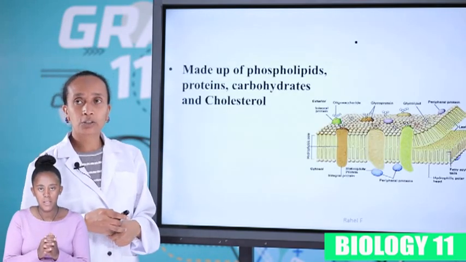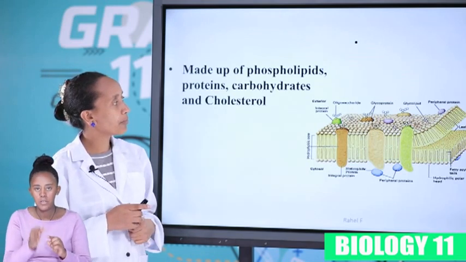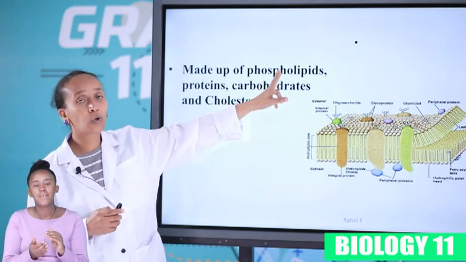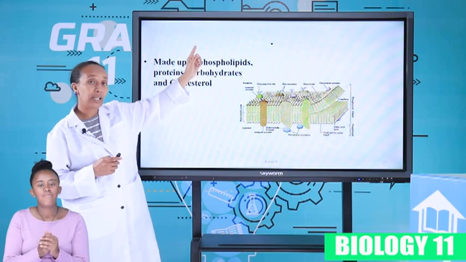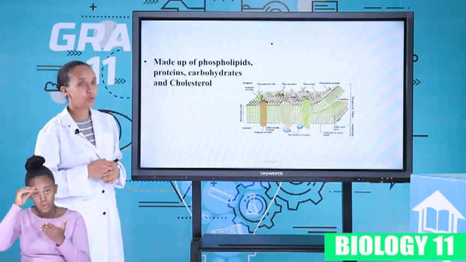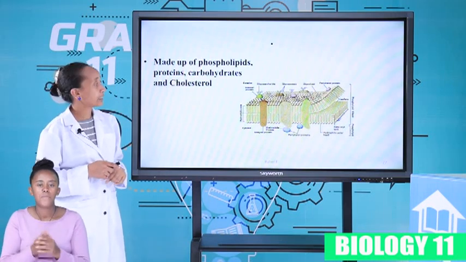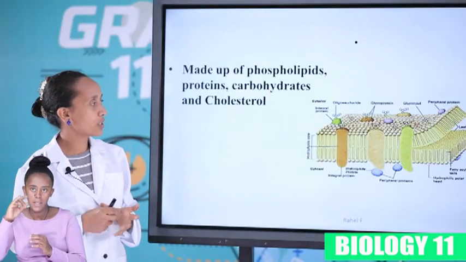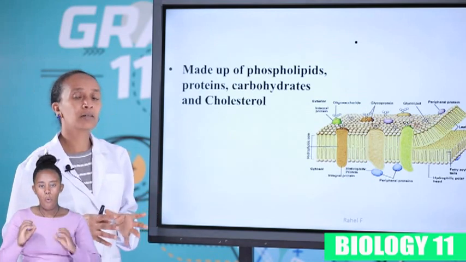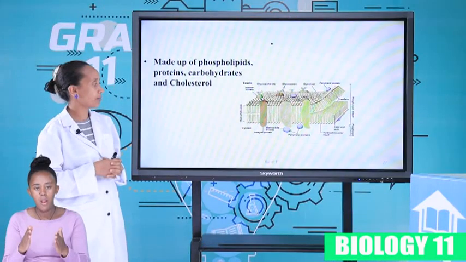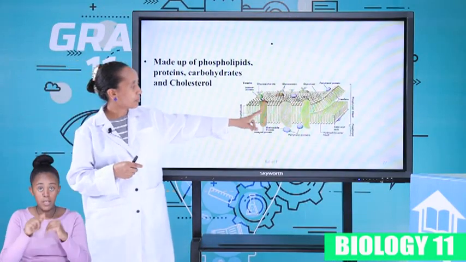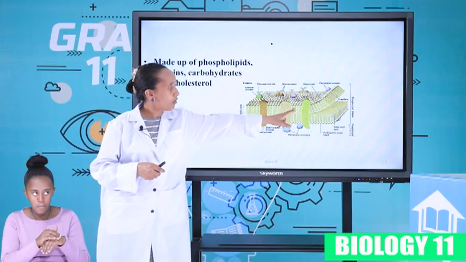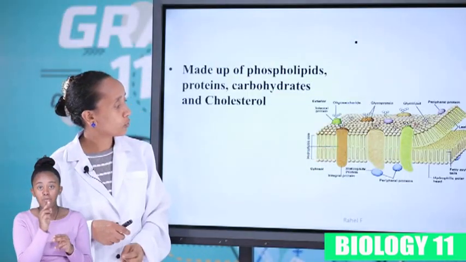If you look at the structure of cell membrane, it is made up of phospholipids. From your lesson on Unit 2, Biological Molecules, you have learned that phospholipids are organic compounds that basically make all biological membranes. Therefore, the cell membrane, as you see, is made of phospholipids.